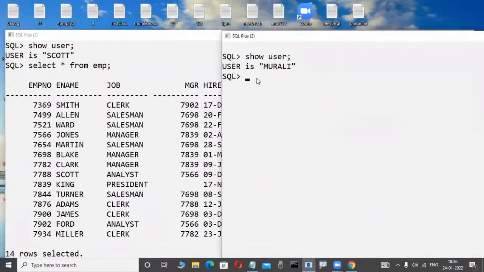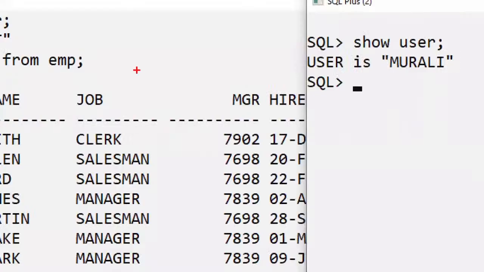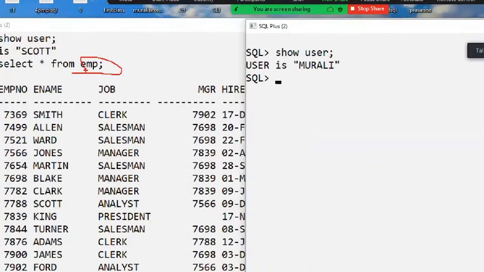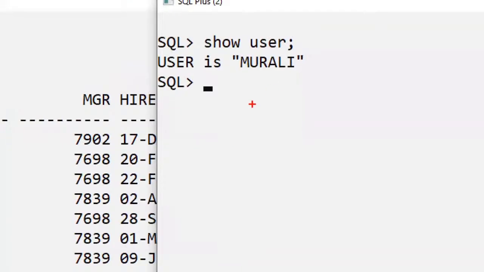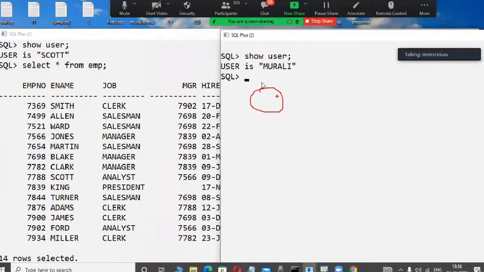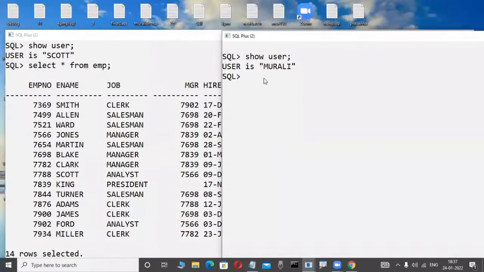Now, which table does the employee Scott have? The EMP table is there, with employee details. Murali does not have this EMP table, for example. Now, this Murali user is using Scott user's table. Some commands are there, SQL language in future.